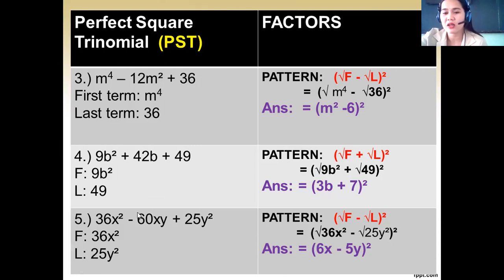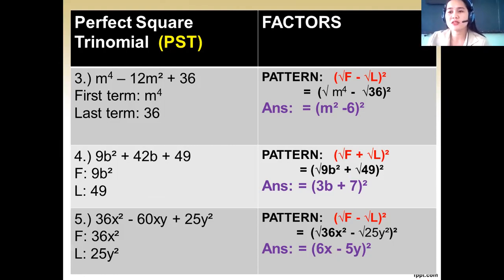Okay, next, for the last number, we have 36x squared minus 60xy plus 25y squared. What is the square root of the first term? That is 6x. What is the square root of 25y squared? That is 5y. And copy the sign of the middle term, that is negative. So you have 6x minus 5y squared. Ma'am, pwede rin bang 6x minus 5y times 6x minus 5y, yung expanded form? Yes, pwede rin na ganun yung sagot ninyo.